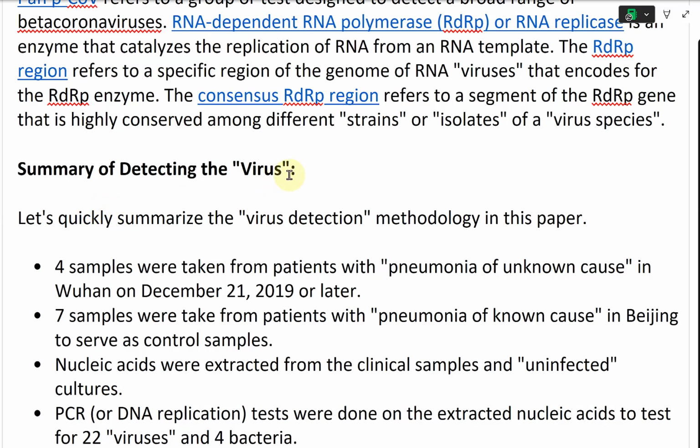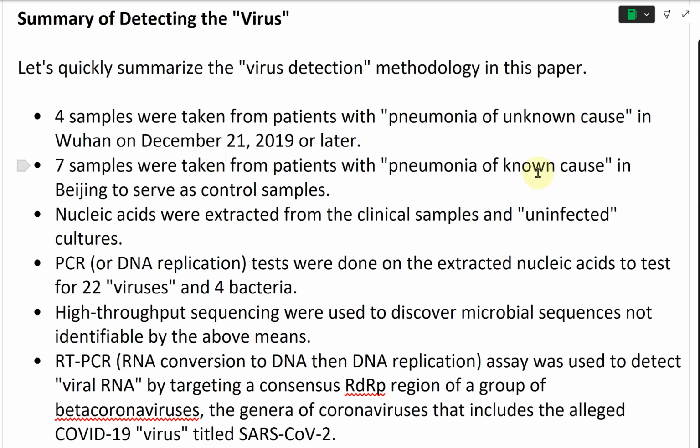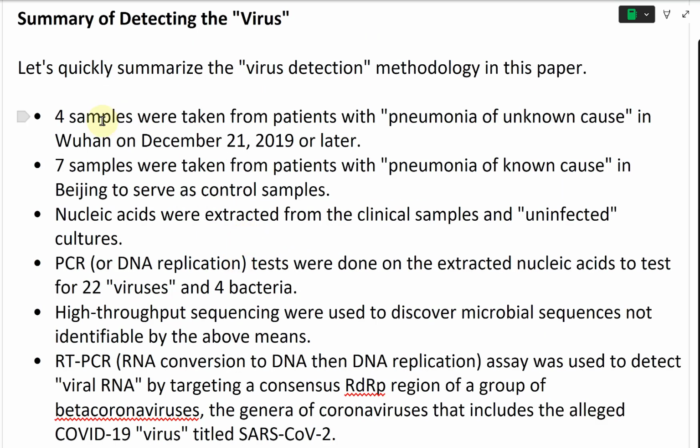So now let's take a look at a summary of detecting the virus. Let's quickly summarize the virus detection methodology in this paper. So 4 samples were taken from patients with pneumonia of unknown cause in Wuhan on December 21, 2019 or later. And 7 samples were taken from patients with pneumonia of known cause in Beijing to serve as control samples. And nucleic acids were extracted from the clinical samples and uninfected cultures. PCR tests were done on the extracted nucleic acids to test for 22 viruses and 4 bacteria. And here's one to add the samples right here.